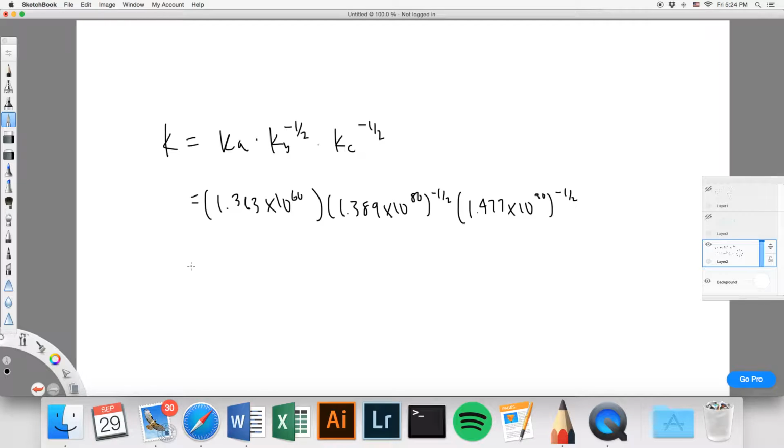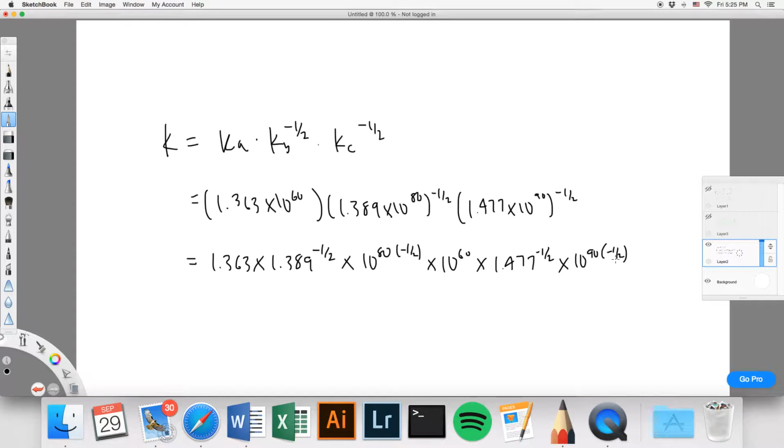Okay, so I'm gonna simplify this. This is going to be 1.363, because I can't put these numbers in my calculator. My calculator won't handle it. 1.363 times 1.389 raised to the negative 1/2, times 10 to the 80 to the negative 1/2, times 10 to the 60, times 1.477 raised to the negative 1/2 times 10 to the 90 raised to the minus 1/2, okay?